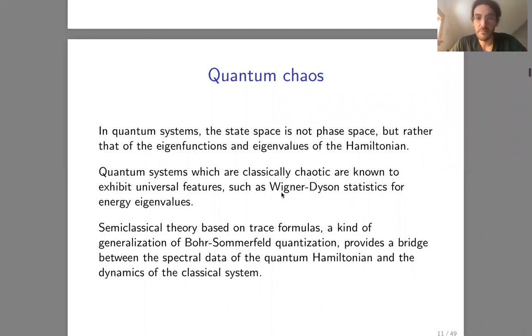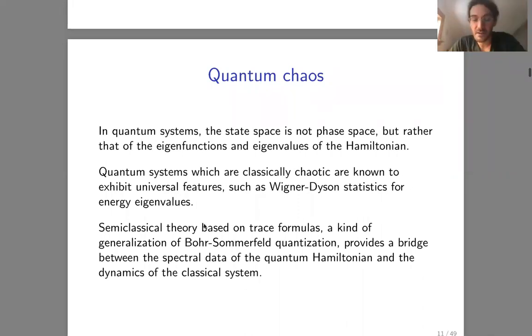This was started by the paper by BGS. What they did is take a classically chaotic system. An example is a ball in a stadium. You can take the stadium to be of various shapes. If the stadium is a circle, then it's not chaotic, it's clearly integrable because you can just compute the trajectories. If you take not a circle but an ellipse, then it becomes chaotic. Alternatively, you could take a circle and put an obstacle in the center, and that's Sinai's billiards, and that's chaotic.